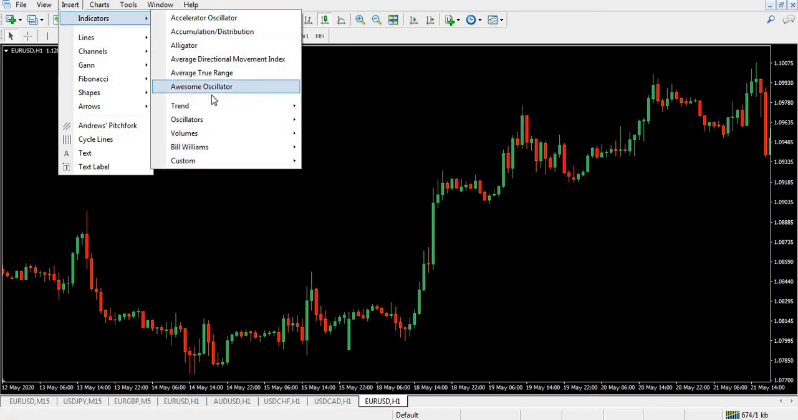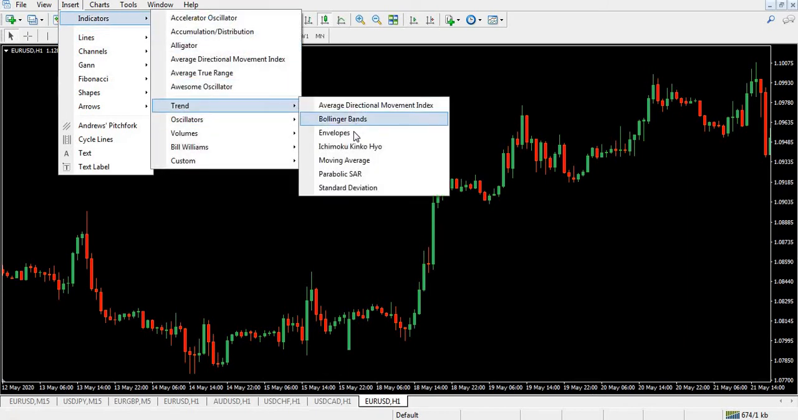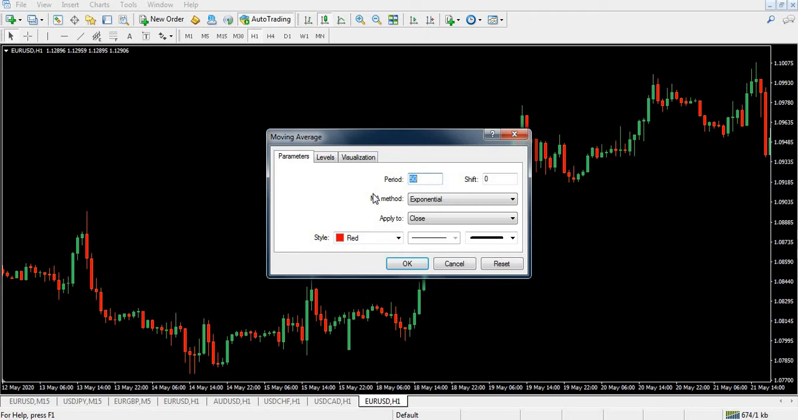First, we'll start off putting the first moving average. The first moving average is the 50. I'm going to make it, let's say, red color. 50 period exponential moving average, red.